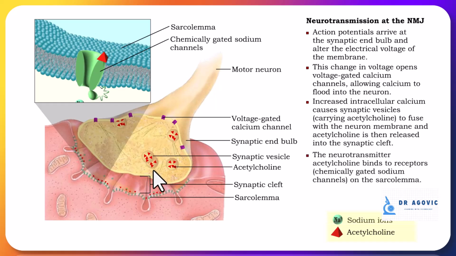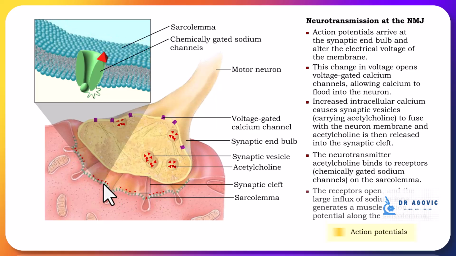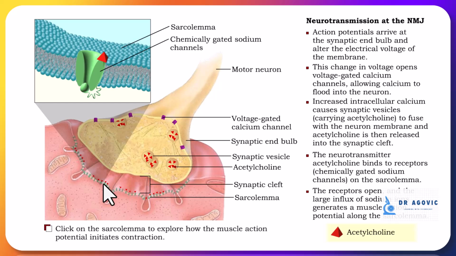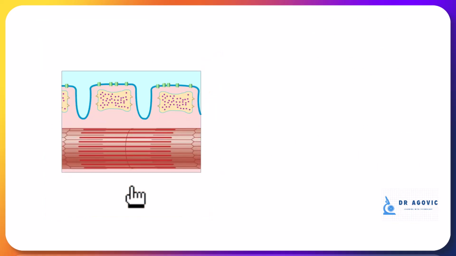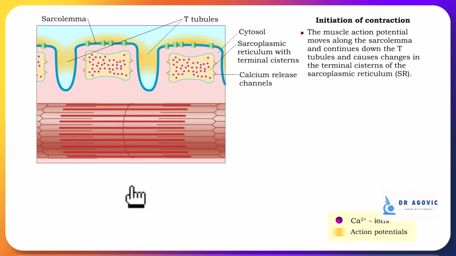Acetylcholine triggers the opening of sodium-gated channels, flooding the interior of the cell with sodium ions. Increased sodium ion levels generate a muscle action potential that travels along the sarcolemma. The muscle action potential spreads over the sarcolemma and down into the muscle cell. The T tubules then carry the action potential to the sarcoplasmic reticulum.